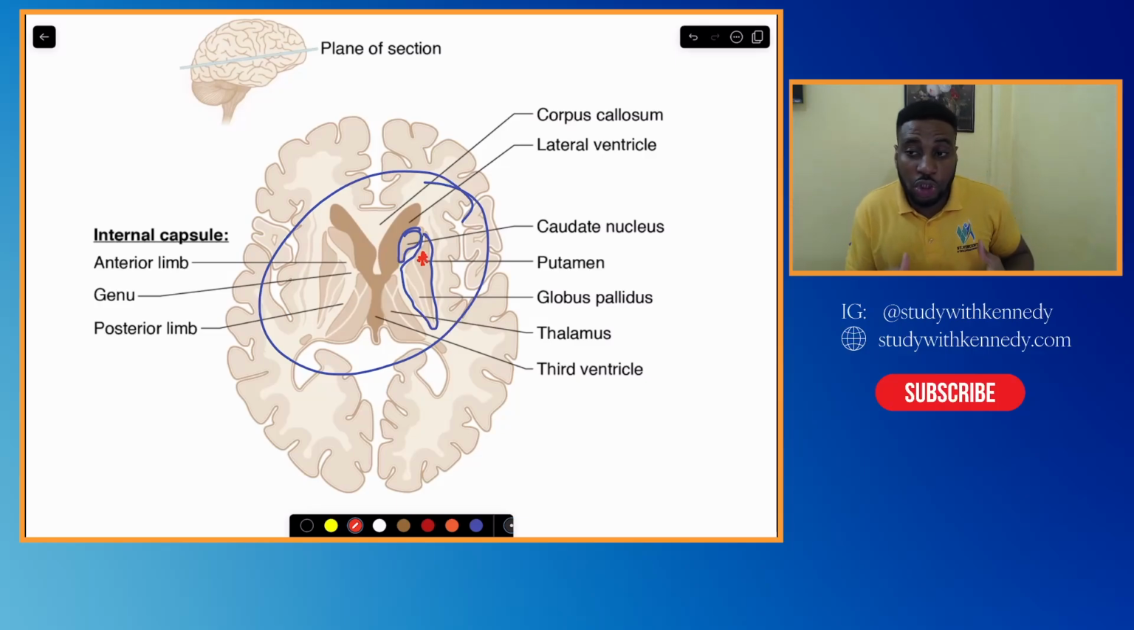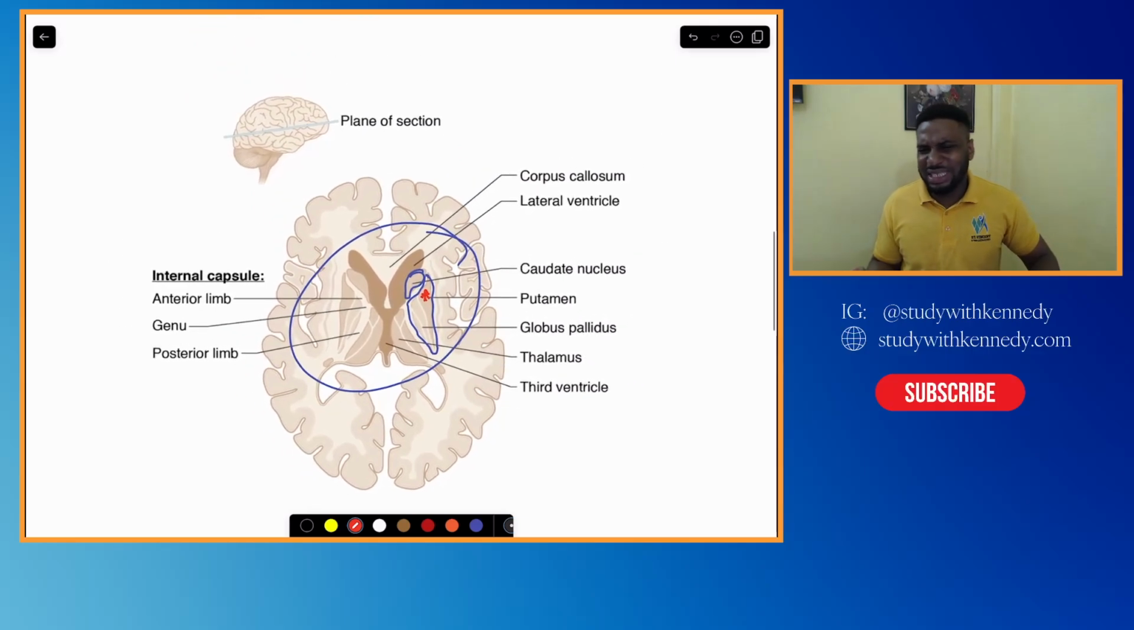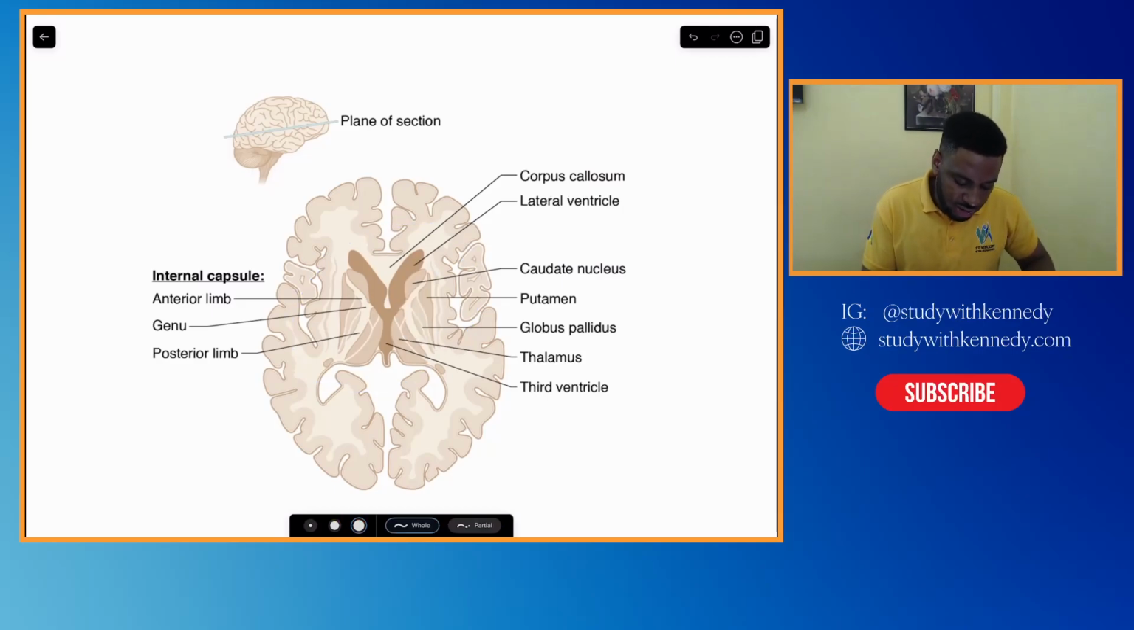And what is the function of the basal ganglia? The basal ganglia plays a role in motor control, plays a role in some language functions, and a lot of other activities that go on in the brain. Then somebody says, Kennedy, but the question did not present specifically to the putamen. One of the structures that is very closely associated with the basal ganglia and its structures is your internal capsule.